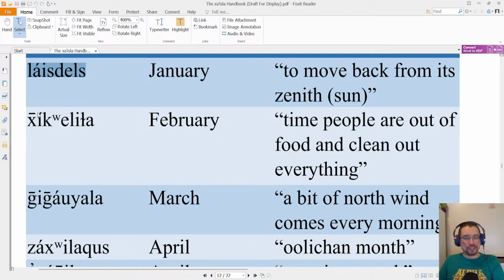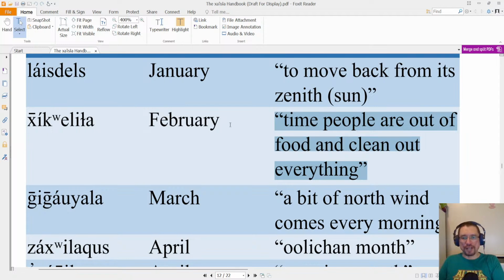Next we have xa'isla, and this is known as February in English. The literal meaning for this is the time that people are out of food and clean out everything. So this is getting towards the winter, once all of the winter supplies are starting to run down.